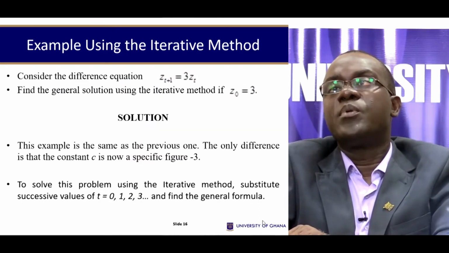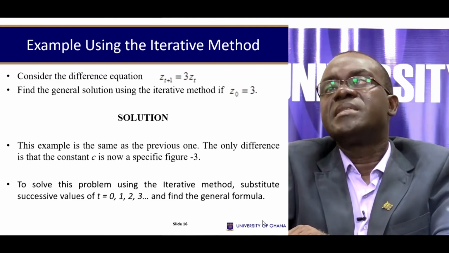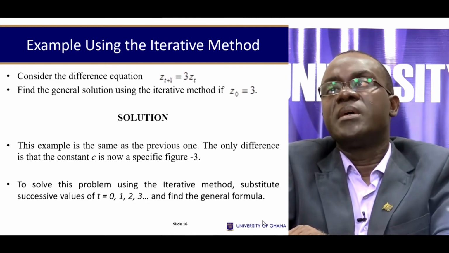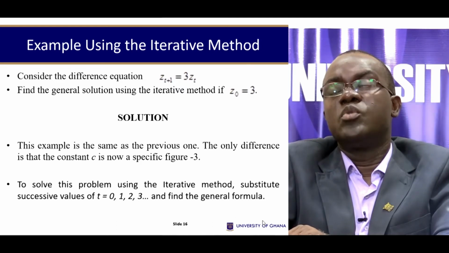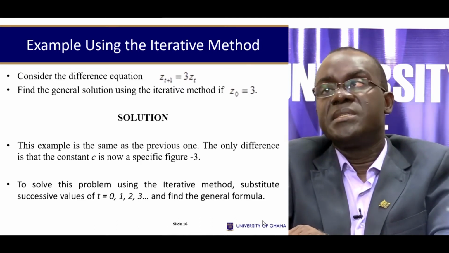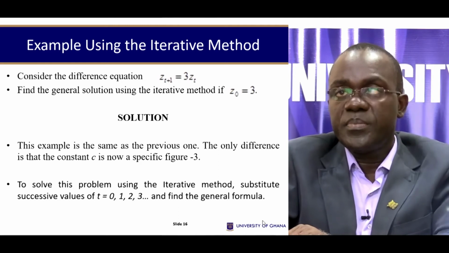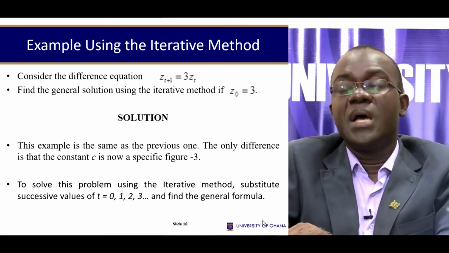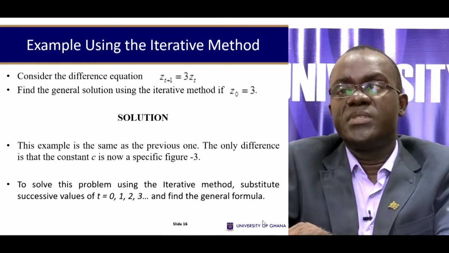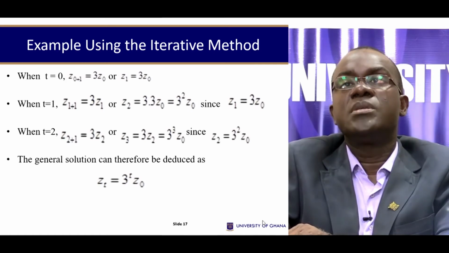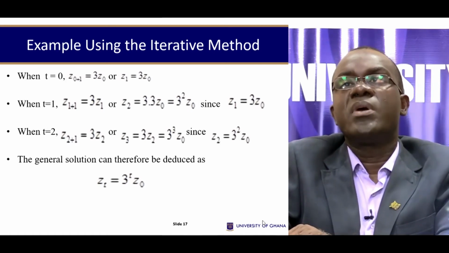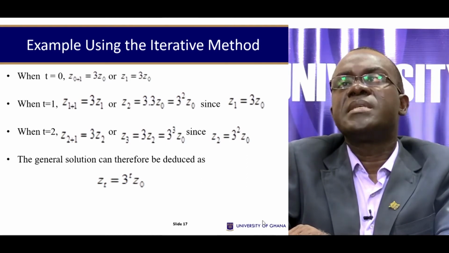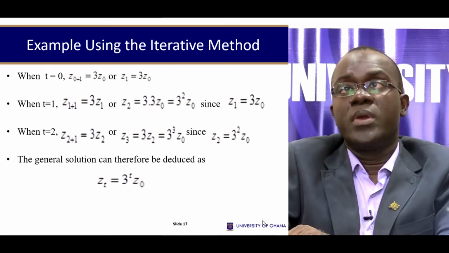Now, another example, look at this one. z_{t+1} is equal to 3 z_t. We've been given a boundary point, z0 is equal to 3. Now, here, as I said, we put in successive values of t and try to generalize the solution. So when t is equal to 0, we have z_{0+1}, which is equal to 3 z0. So it means z1 is equal to 3 z0.